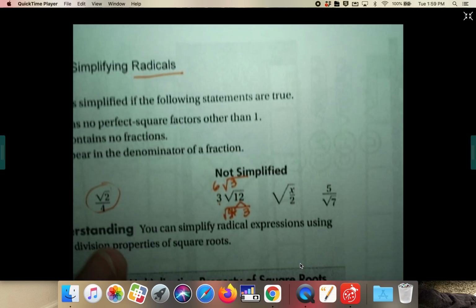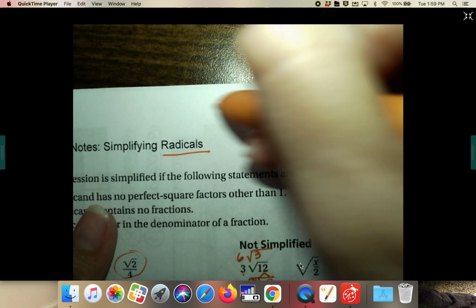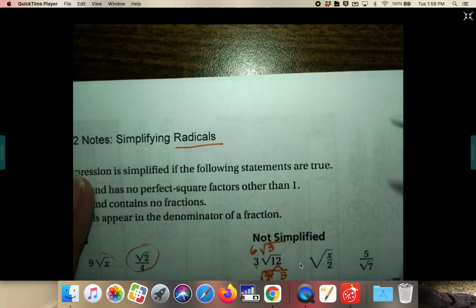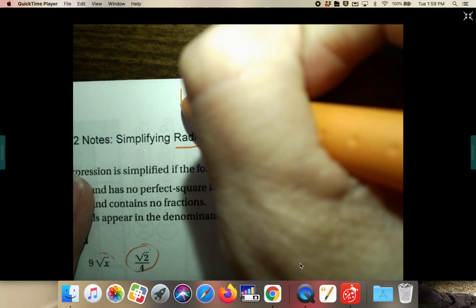I had a student one year who, as soon as he got his paper, he started writing across the top what the perfect squares are. So it'd be like 1 times 1, which is 1.